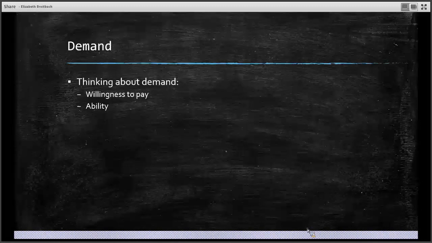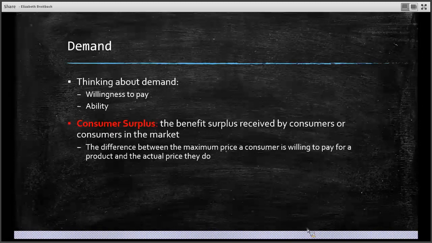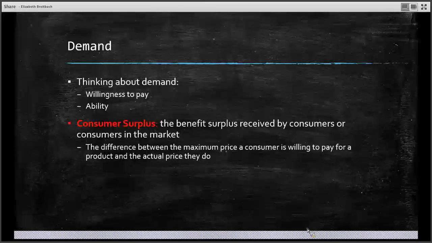All right, so again, when we're thinking about demand, it's incredibly important to think about both their willingness to pay, so what will that consumer pay for the product, and also their ability to pay for the product. And this is where we get into consumer surplus. The definition of consumer surplus is the benefit surplus received by the consumer, or we can look at it at a market level, all of the consumers in the market.